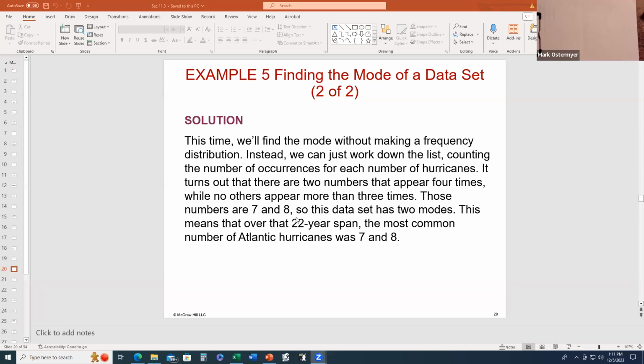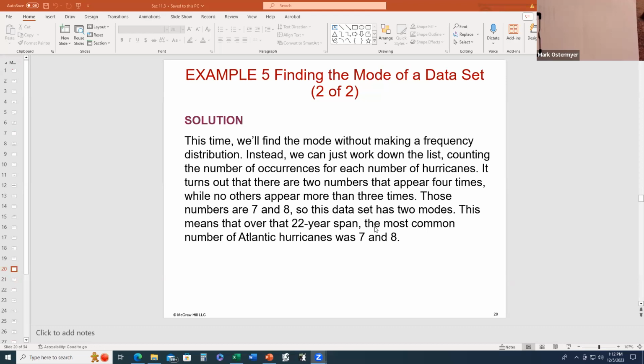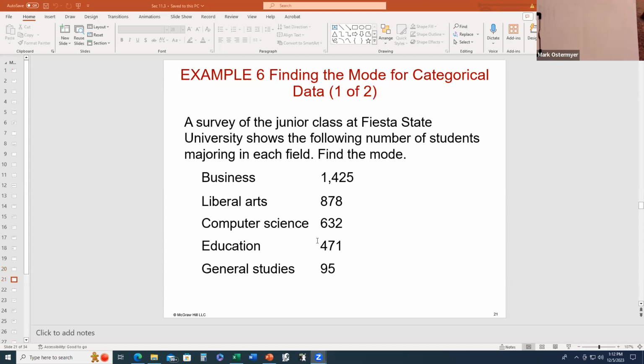Now, how would we interpret what those numbers 7 and 8 are trying to tell us? Well, over the 22-year span, the most common number of Atlantic hurricanes was about 7 and 8. So the modes are kind of like a measure of the middle of the data set, like the mean and the median are.